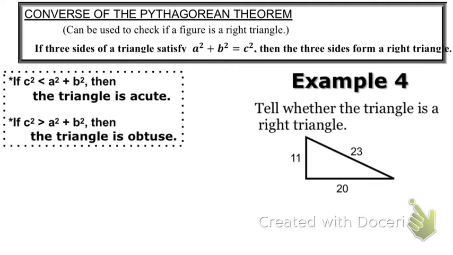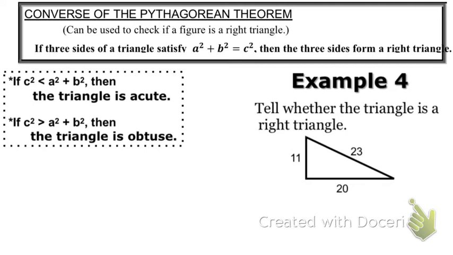Let's look at example four and tell whether the triangle is a right triangle. So how would we plug these in to the Pythagorean theorem to see, is this a right triangle? Because right now we're not told it is. There's no marking here, so we can't assume. So can someone help me fill in the Pythagorean theorem with these three numbers? What would we put where?